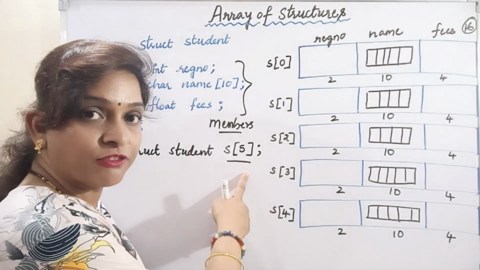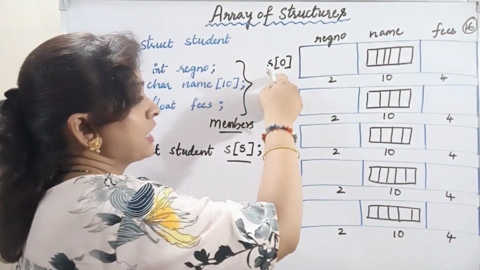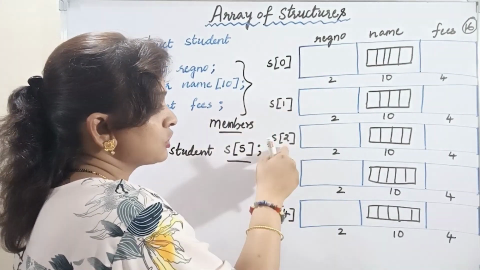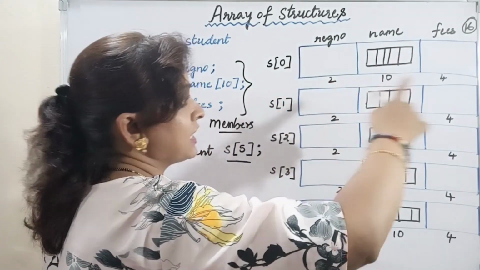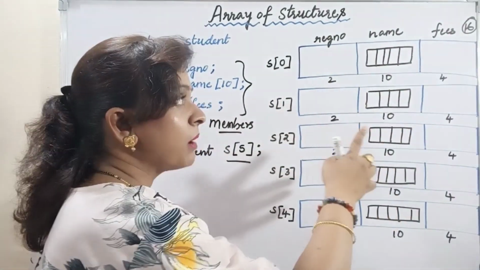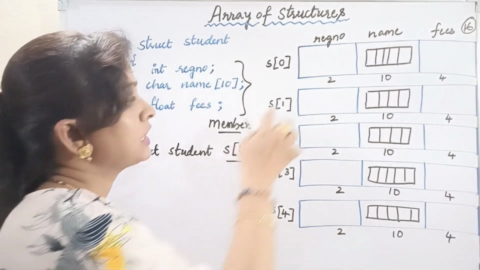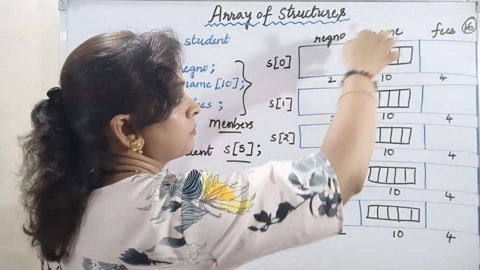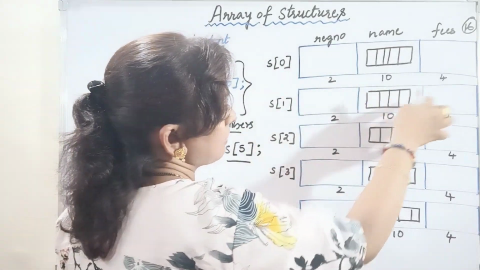S of 5. How will the memory be allocated for this? Say S of 0, S of 1, 2, 3 and 4. For every index, I will get the memory for every member of the structure. Say S of 0: register number, name and fees. S of 1: register number, name and then fees.